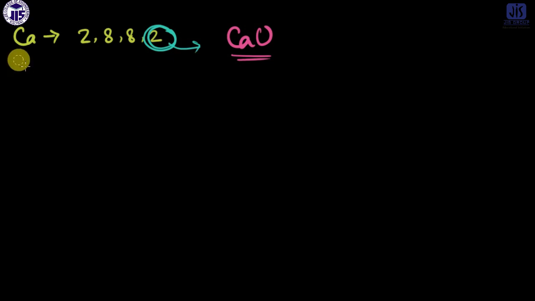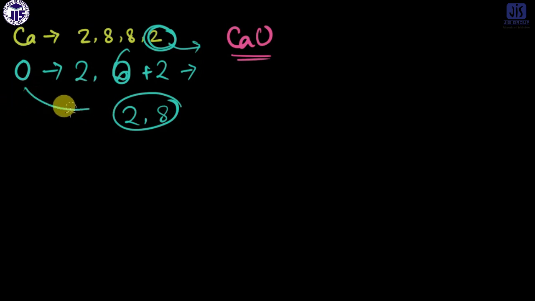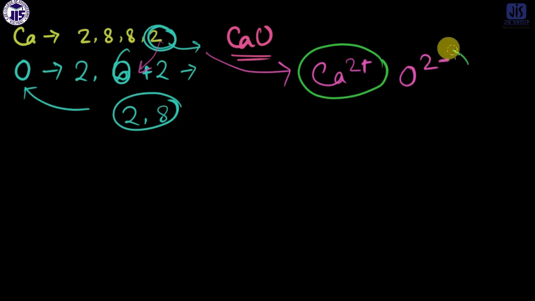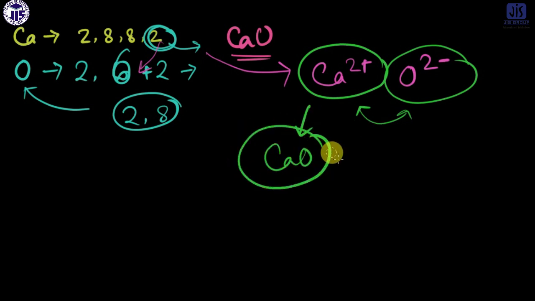On the other hand, look here, oxygen. What is the electronic configuration of oxygen? Oxygen's electronic configuration is 2 and 6. So there is a shortage of 2 electrons. If it gets 2 more electrons, the electronic configuration will be 2 and 8, and then oxygen will get the inert gas configuration. So if calcium loses the 2 electrons, calcium becomes Ca 2 plus, isn't it? And these 2 electrons will be easily gained by the oxygen, and oxygen becomes O 2 minus. Now Ca 2 plus has the positive charge, it is the cation, and O 2 minus is the anion, and there will be an electrostatic attraction force between the cation and anion, and then calcium oxide will be formed.